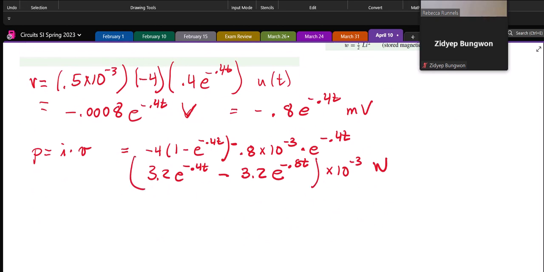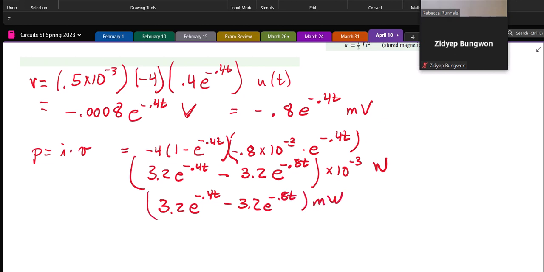And what is that outside of the parentheses? Is that the power of negative 1? No, that's a negative sign. It's supposed to go with the 8. We're multiplying this by this. Yeah, I multiplied the negative 4 and the negative 0.8 to get 3.2. And so I have 3.2 e to the negative 0.4t minus 3.2 e to the negative 0.8t milliwatts. And then we're also supposed to find the energy.